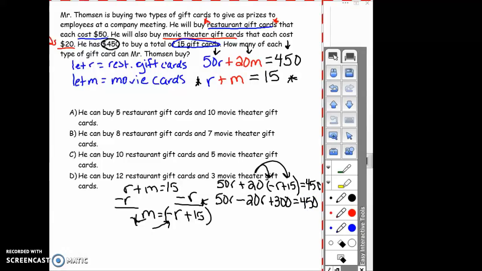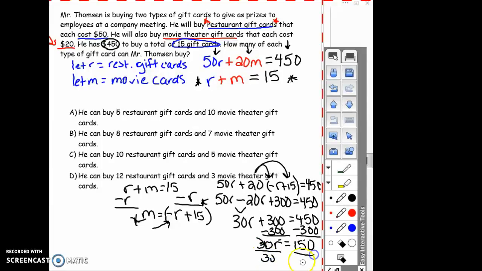And there's my equation. Well, can I combine 50 R's minus 20 R's? You bet I can. I get 30 R's plus 300 equals 450. I go ahead and subtract 300 from both sides. I get 30R equals 150. So if I divide both sides by 30, guess what I get? R equals 5. Whoop, whoop.